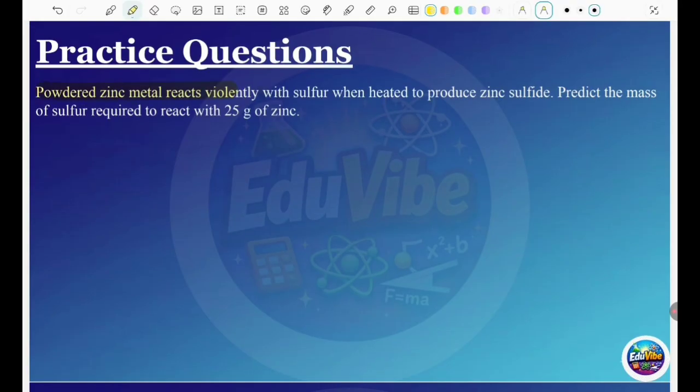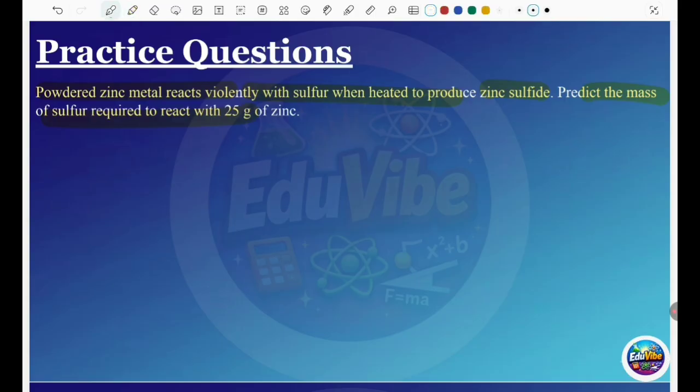So the question says the powdered zinc metal reacts vigorously with sulfur when heated to produce zinc sulfide. Predict the mass of the sulfur required to react with 25 grams of zinc. So this is from the stoichiometry questions. And what type of stoichiometry we use, we have to identify that. So first we have to make the reaction of this.